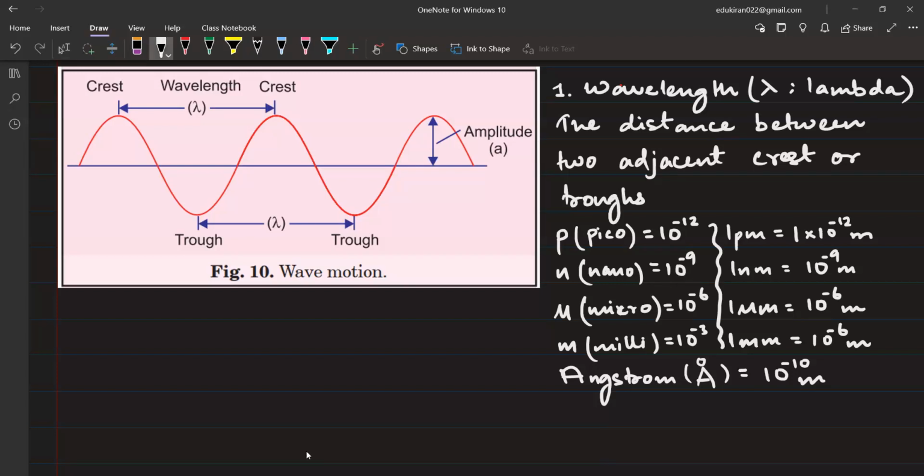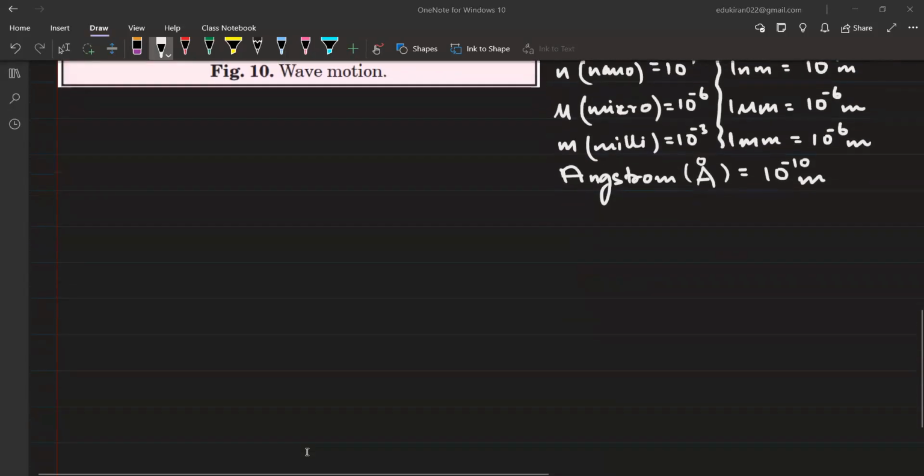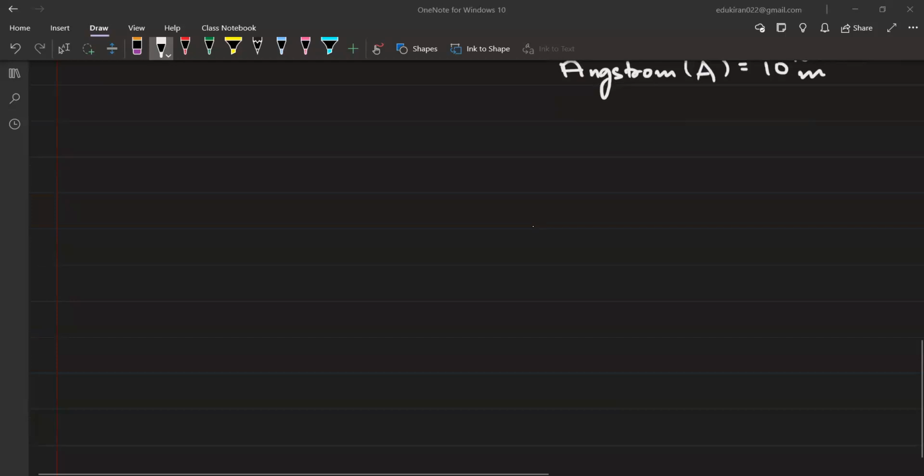Moving on, write the next term that we have to understand. Next term is frequency. Please write the second term.